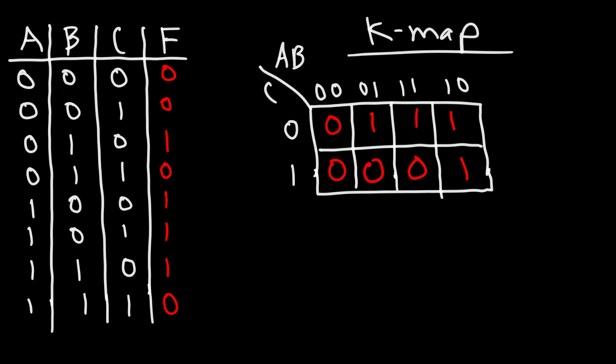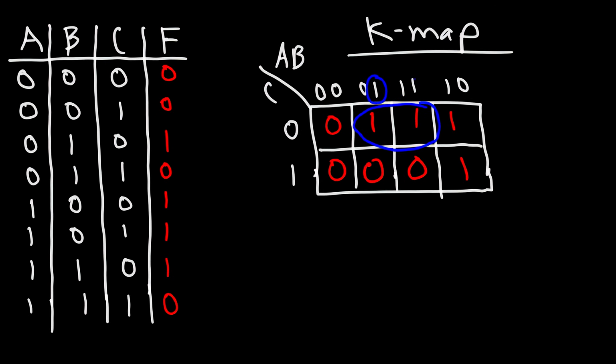So the best thing we can do is circle 2 groups or 2 pairs of 1s. Let me use a different color so you can see it. So let's start with this one. Now, what information can we derive from that group of 1s? Those 2 1s highlighted, do they depend on the input A? Notice that the input A varies between 0 and 1, yet the output is the same. So the output for those 2 1s doesn't depend on A.